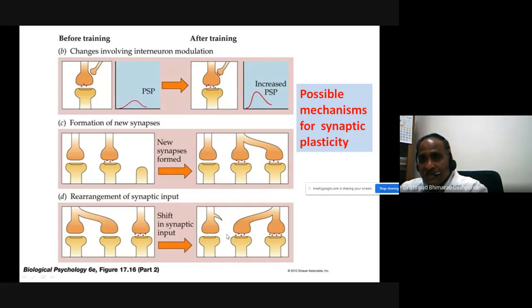Now this stimulation, for example, this is unused. This is unused. So now this is snipped off, and this will take this synapse, and this is the rearrangement of the synaptic input. So this is the neuronal plasticity. I'm trying to explain all those things.